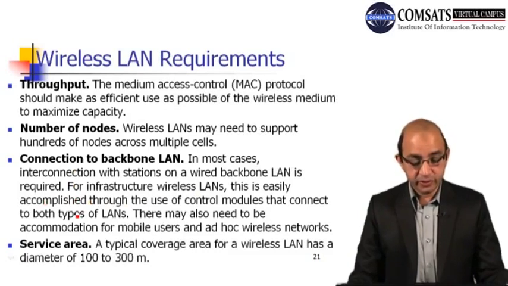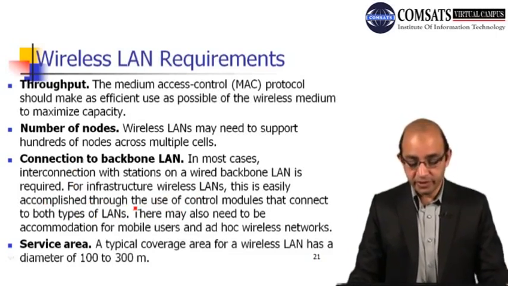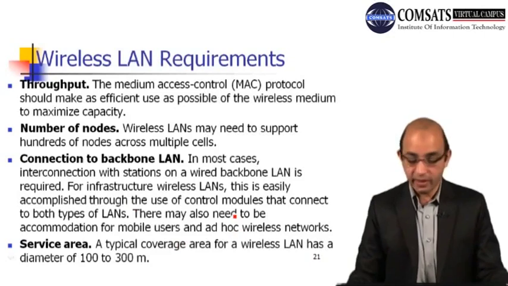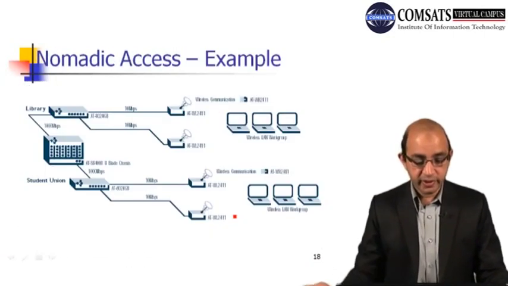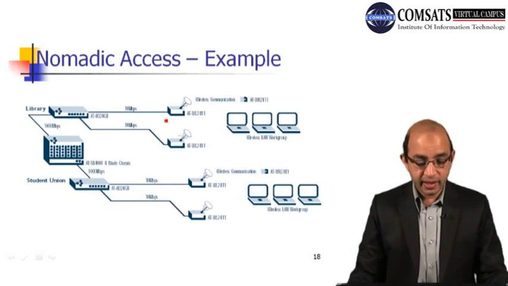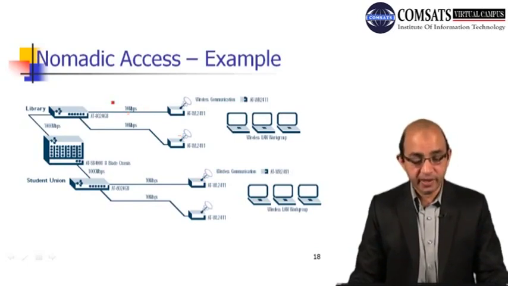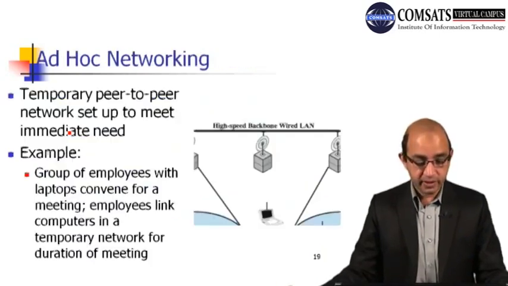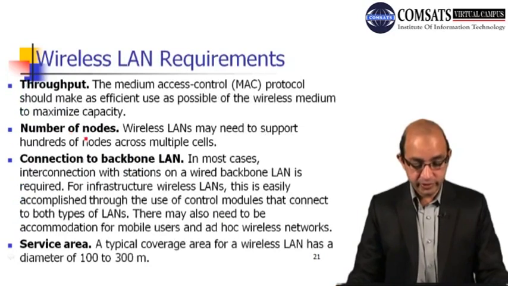This is easily accomplished through the use of control modules. So we can use different routers and different bridges, right, that connect to both types of LANs. This can be the use case again here. This is the cable that is providing 10 megabits per second, and this is the LAN that is providing 1 gigabit per second. So you can imagine how we are able to connect it. So this is the issue over here.